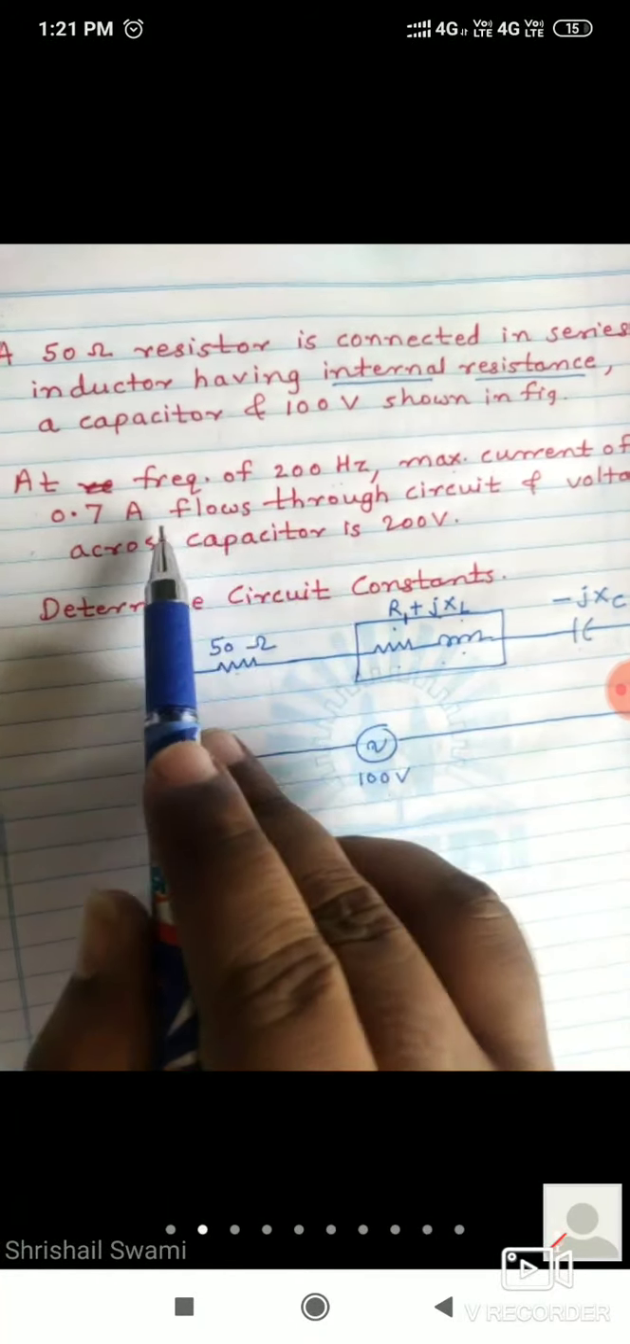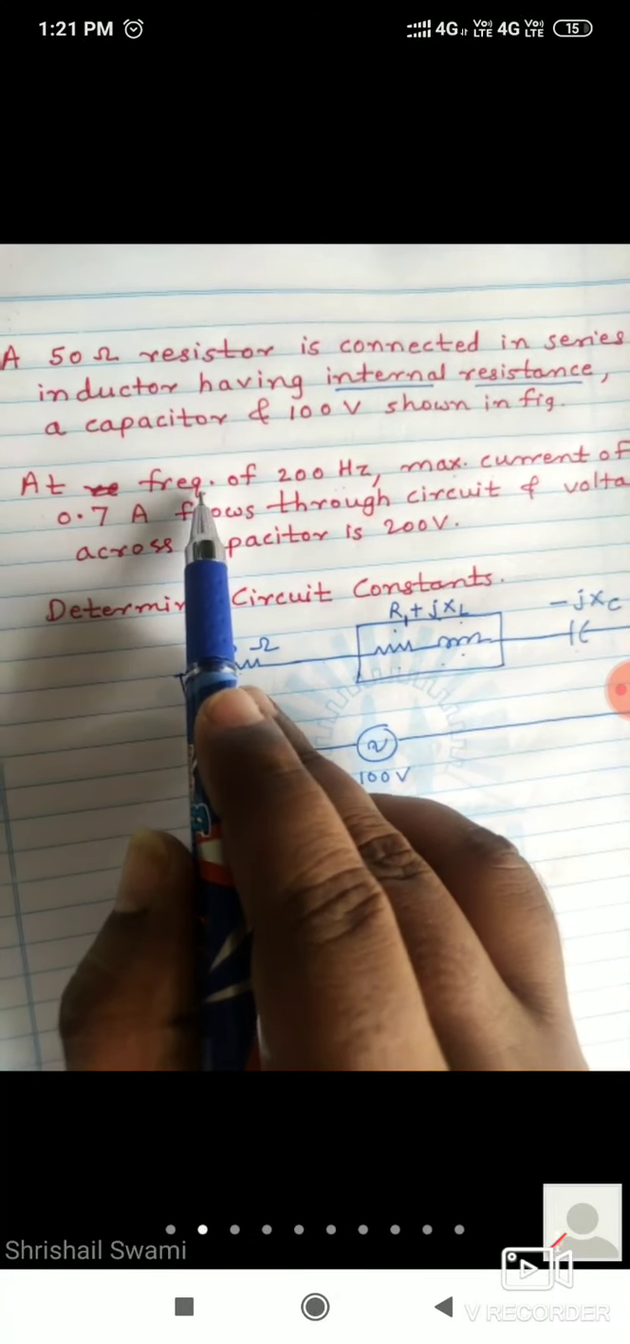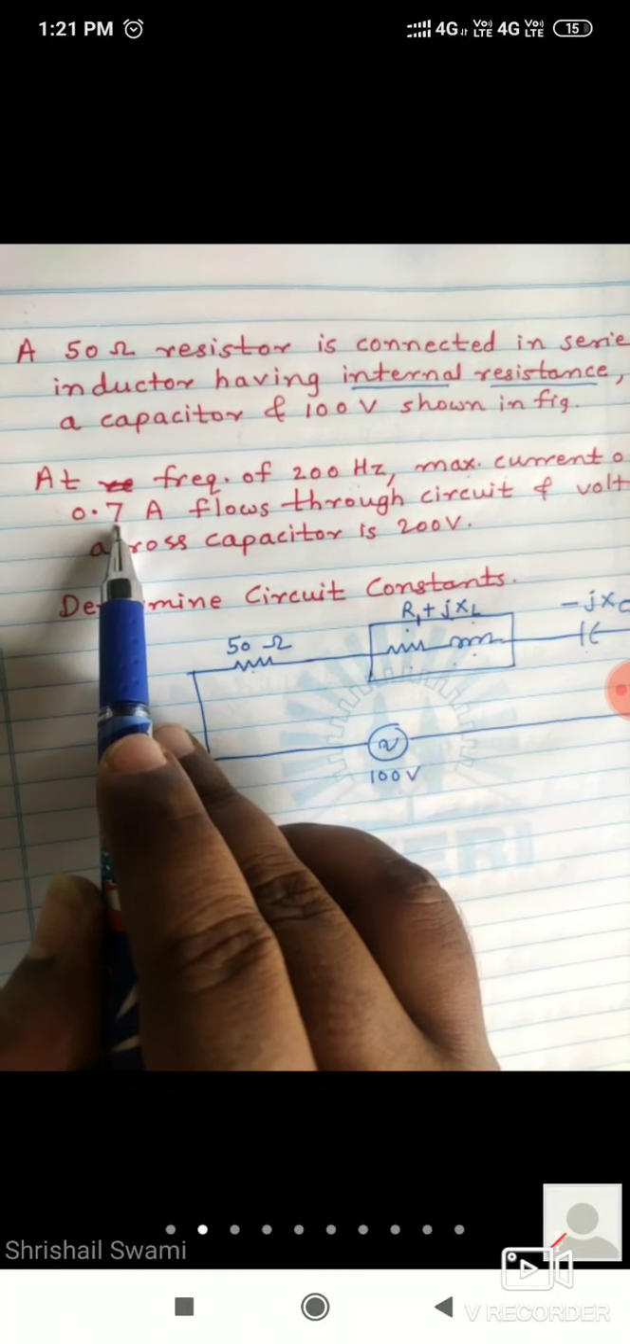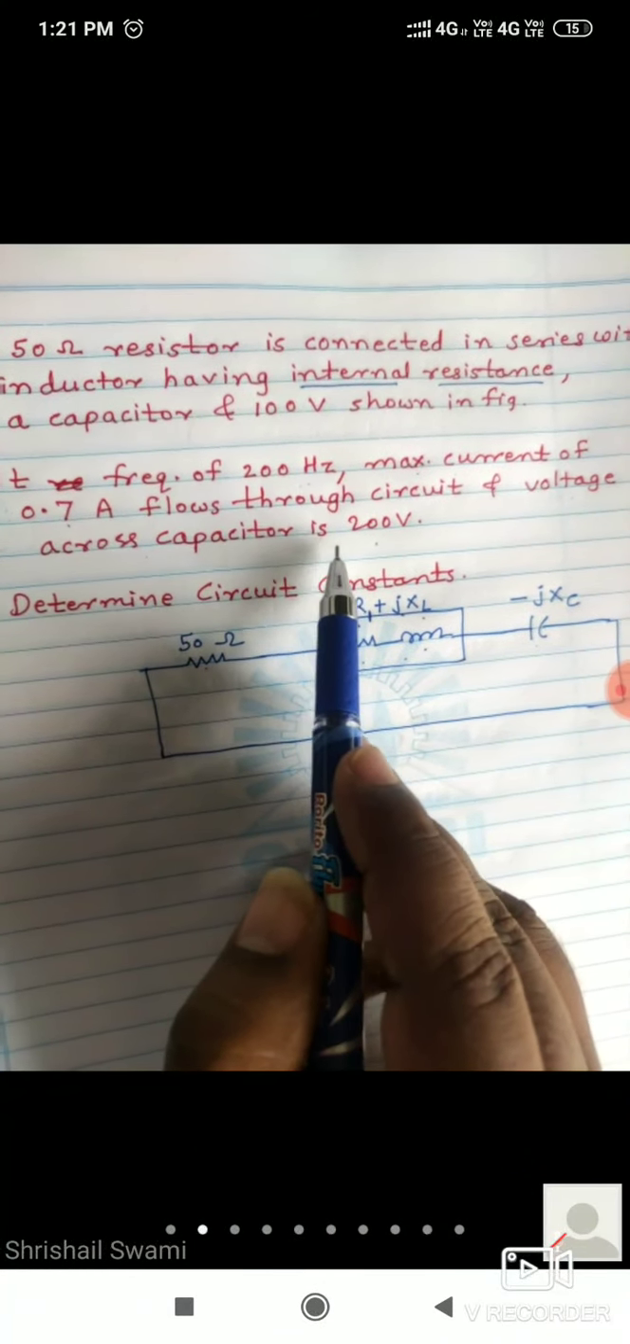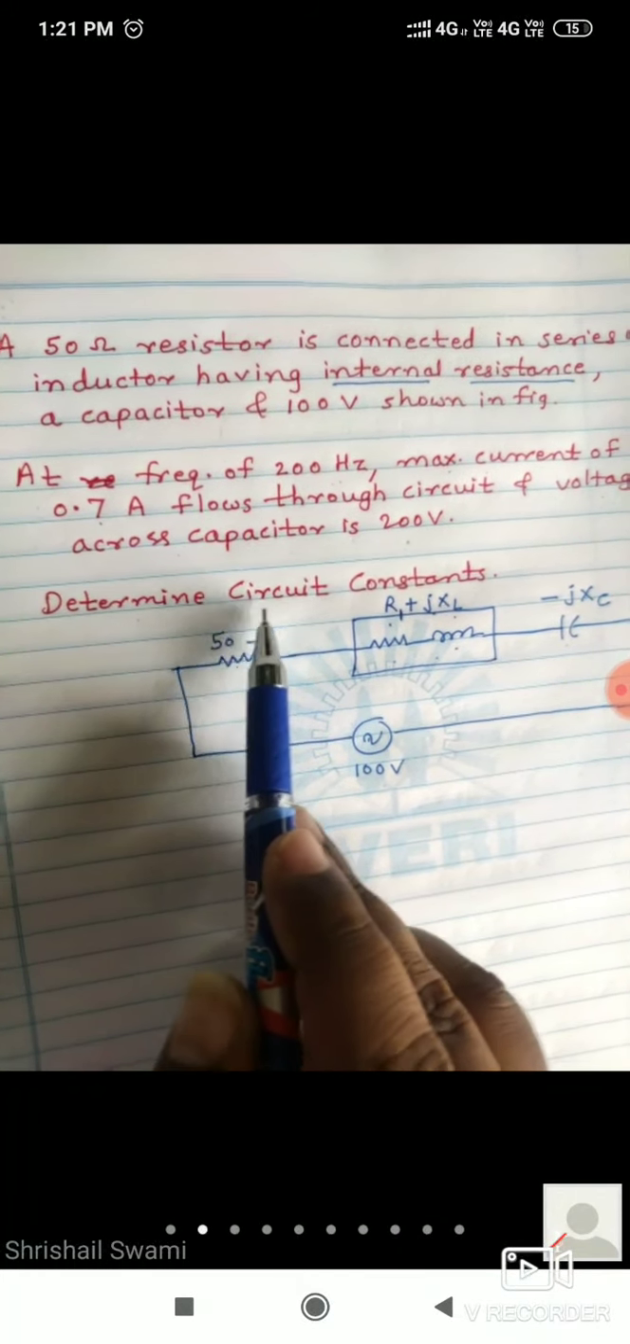Second one, at the frequency of 200 hertz, maximum current of 0.7 ampere flows through the circuit. So when will the current flow maximum? At resonance frequency. So this is the resonance frequency and this is the value of current at resonance, that is 0.7 ampere, and at resonance the voltage across the capacitor is 200 volt. So VC is given, voltage across capacitor is 200 volt. So you have to find out the circuit constants, that is L and C, as well as the value of R1, the internal resistance of the inductor.